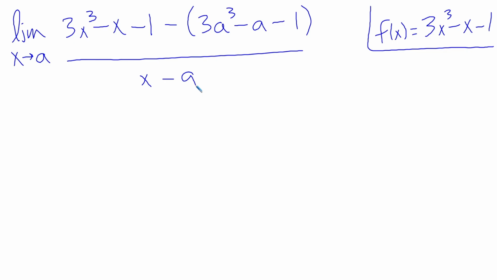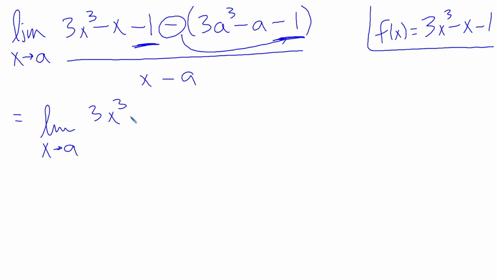And we're going to use a similar process as to what we saw with the last one. We should see that the minus 1 here, or we have a minus 1, is going to be a plus 1. So those will cancel out. So really, we're just left with a limit as x approaches a of 3x cubed minus x minus 3a cubed plus a.